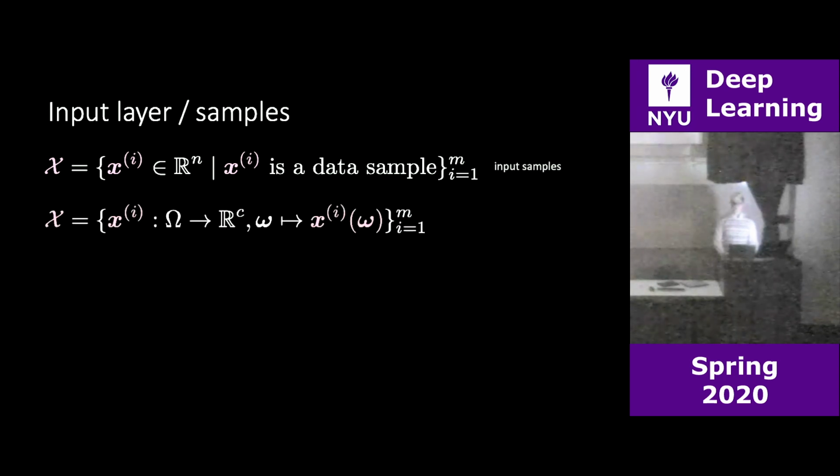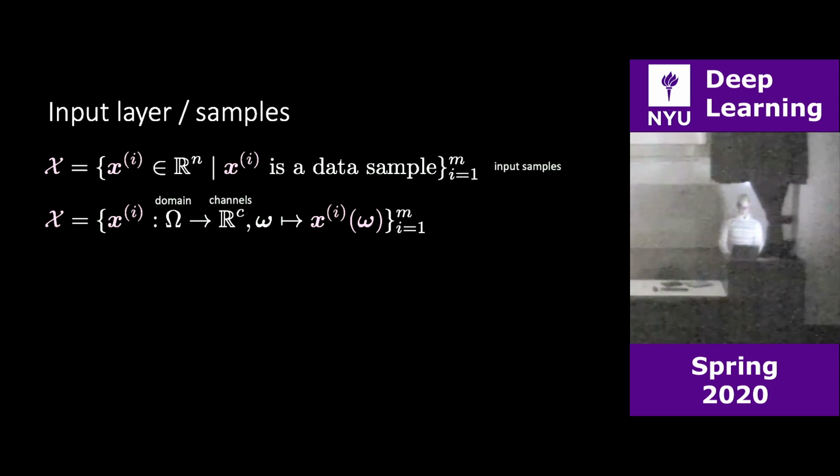But we can also see this one is this curly X, which is my input set, as the set of all these functions Xi's, which are mapping my domain, capital Omega, to R^C, which are going to be basically the channels of that specific example. And so here I'm going to be mapping those lowercase omega to these Xi's of omega.